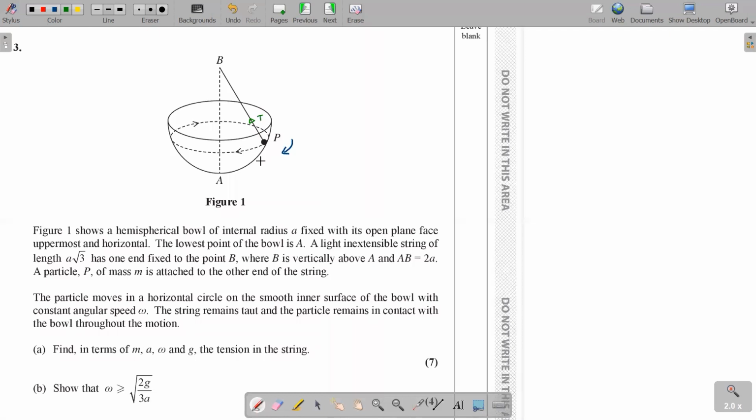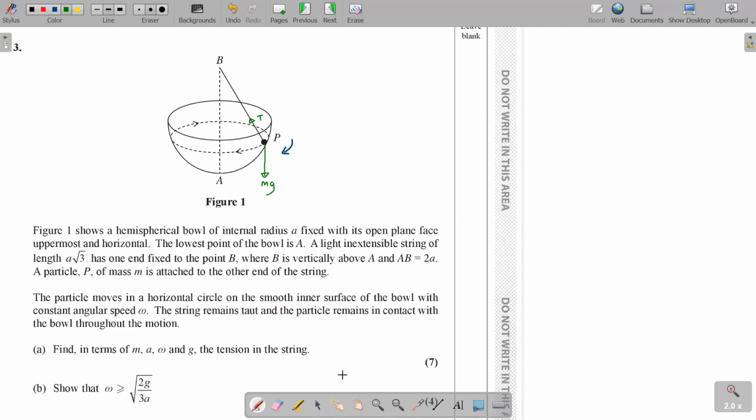So we have the tension in the string. Next, they have told us the mass of the particle is m, so that means we have the weight mg. Okay, we have the weight mg. And then there's one more important force that we need to mark, and that is the normal reaction.